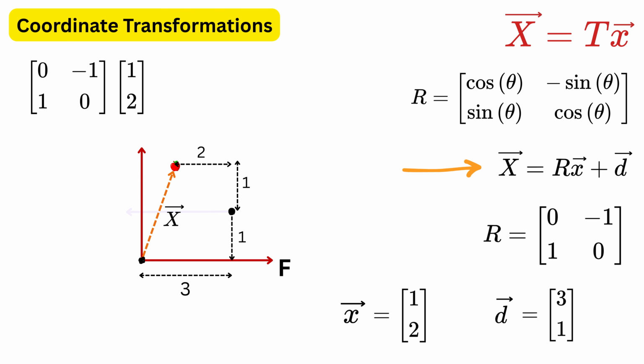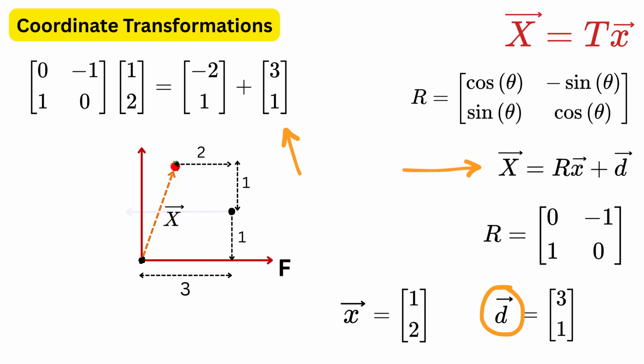Multiplying this with 1 and 2 gives us a new vector, which is -2 and 1. Then we add the translation vector d, which is 3 and 1, to this result, which gives us the final result x equal to 1 and 2.